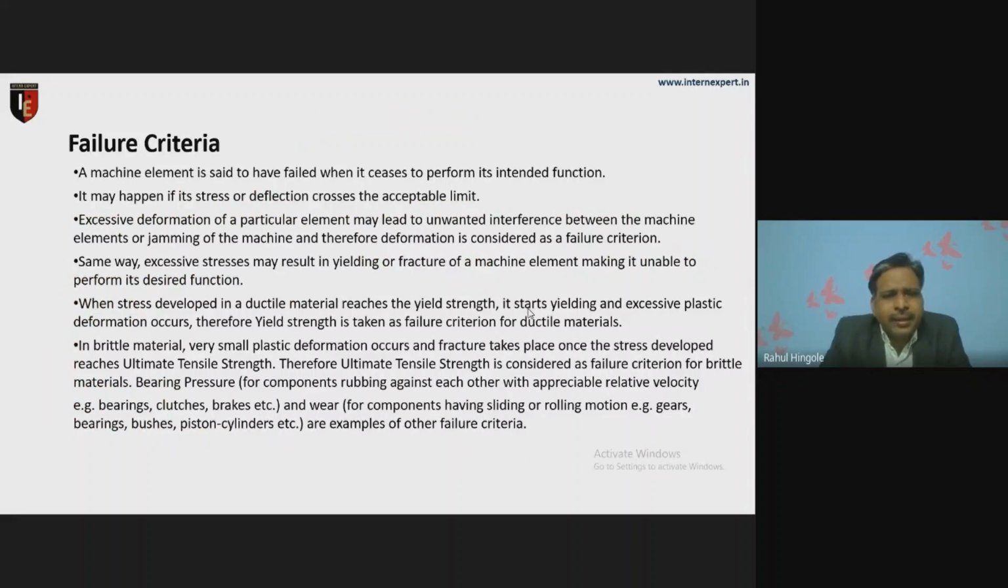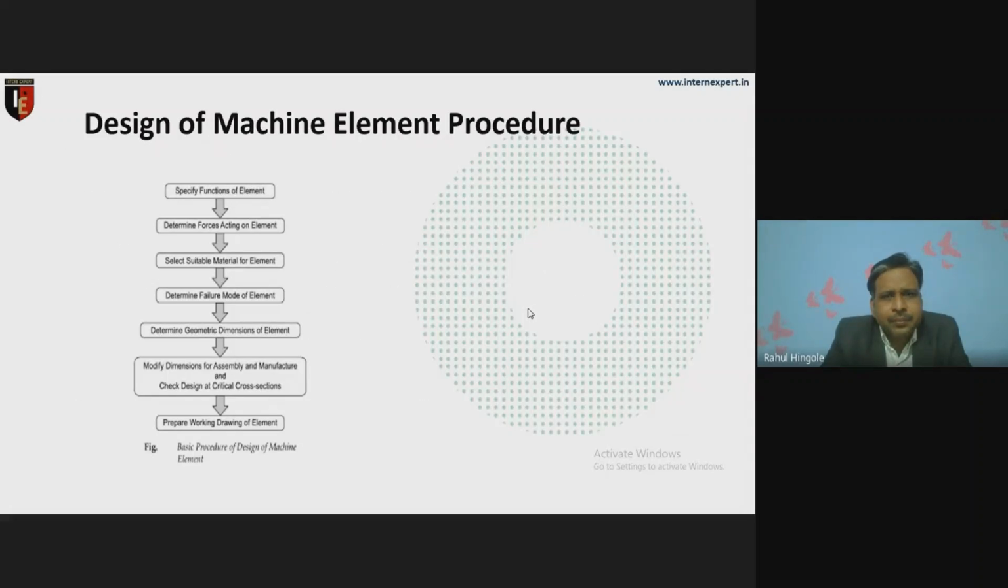Now, failure criteria, we will learn the failure criteria. So how to design a machine component or a machine element? I have given the example of the blades of the fan. How are the blades of the fan designed? What are the procedures involved in the blades of the fan?